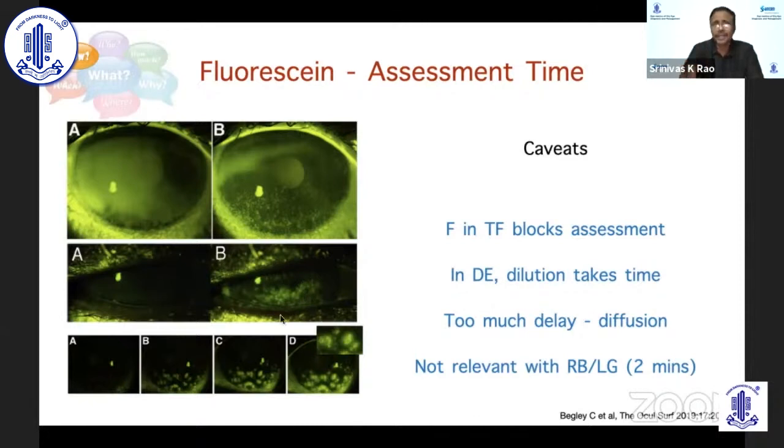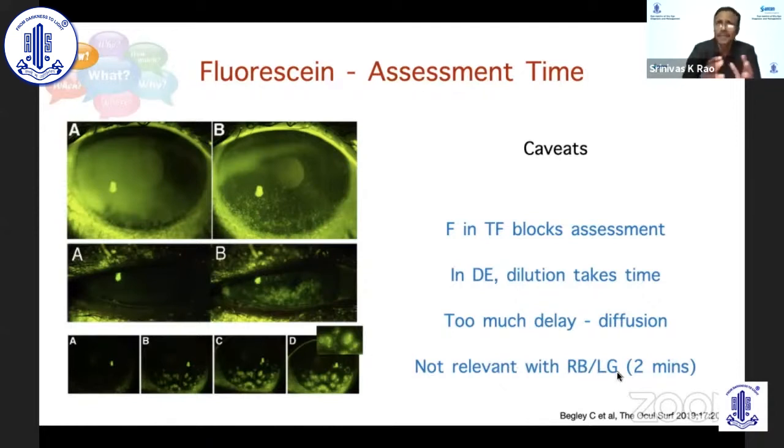However, the 2-minute guide is important because if you wait too long, the fluorescein breaks through the abnormal epithelium. And as I told you before, it tends to diffuse. And at 10 minutes, the appearance like this changes the morphology of the staining that you see, and it's hard to make a diagnosis. This timing is not so relevant with rose bengal and lissamine because they do take some time to stain.